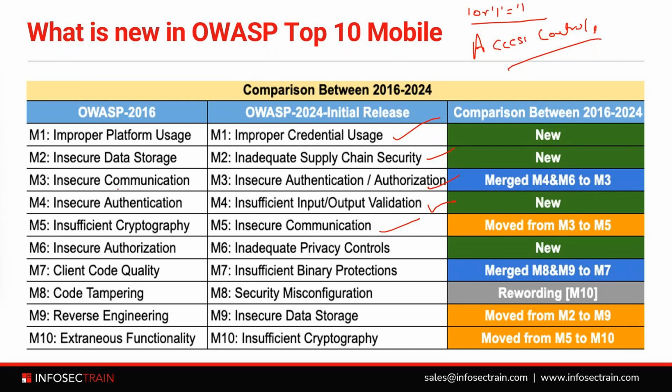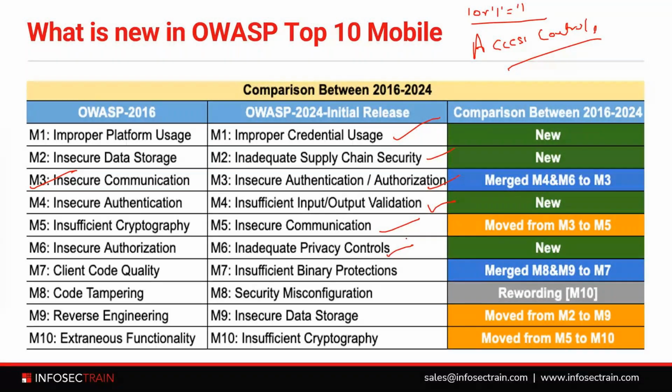Then insecure communication. So it was on M3 and now it's moved to M5, right? Usage is less, but it's not removed. Now, insecure communication means your communication protocols are lacking things like encryption, like SSL or TLS certificates, you are not using, right? You are not using digital certificates for communication. So it's missing that, right?